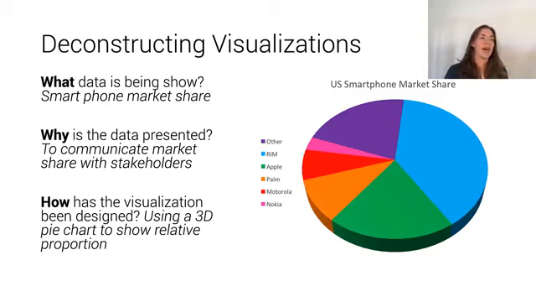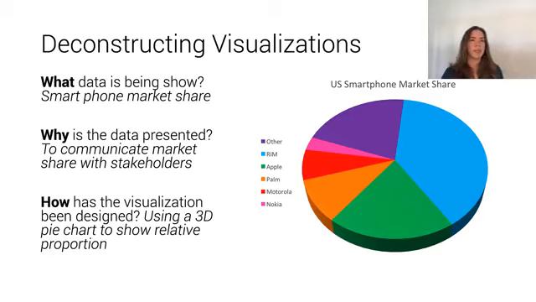Then when we think about the how, has that visualization been designed? Well, it's been designed using a 3D pie chart to show relative proportion. The theory here is that we have a whole, that's this 100%, the full circle, and we want to see how much does each company contribute to that whole.